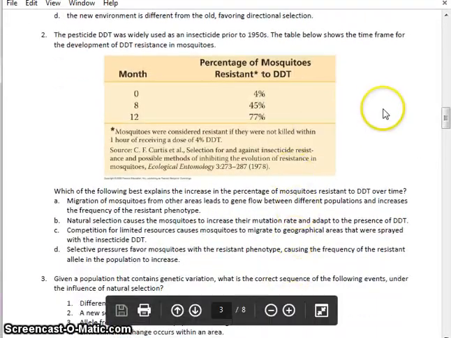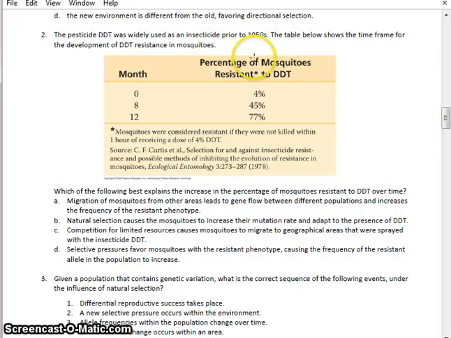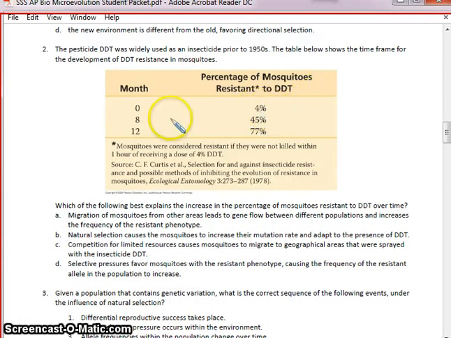It's talking about the pesticide DDT, widely used as an insecticide. The table below shows the development of resistance in mosquitoes. And whenever you get a table or graph, start to identify what we're looking at. Over time, it looks like the resistance is increasing. So let's look at our possible answers here. Which of the following best explains the increase in the percentage of mosquitoes resistant to DDT over time?